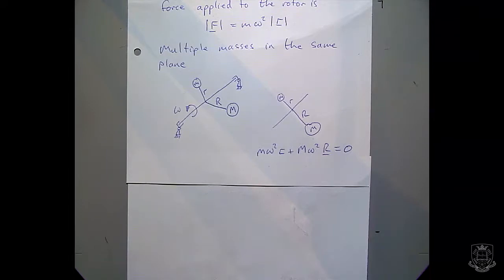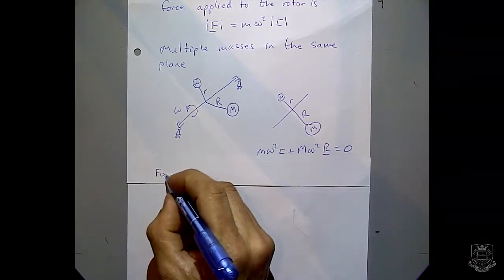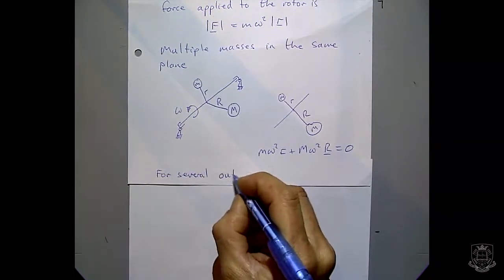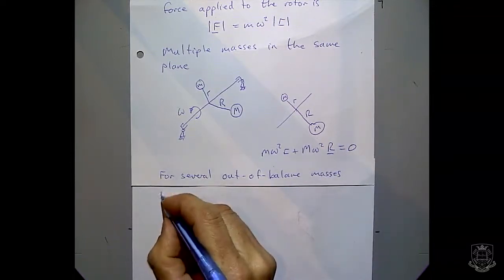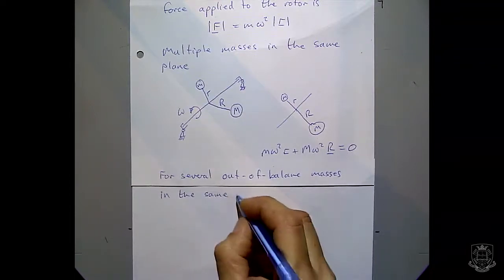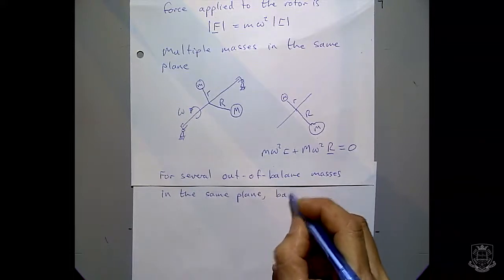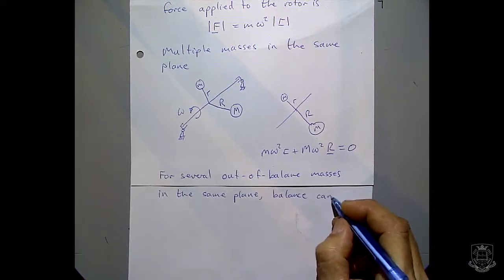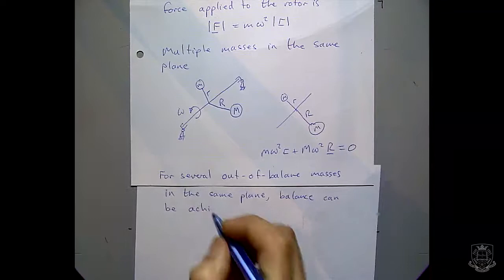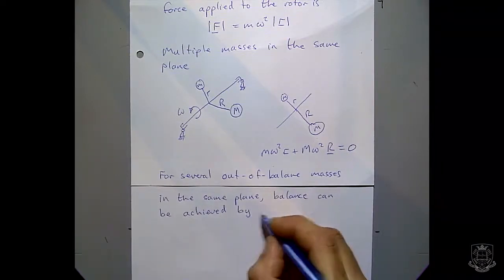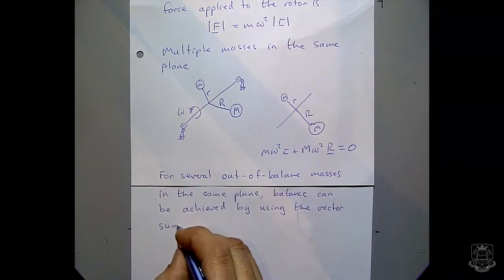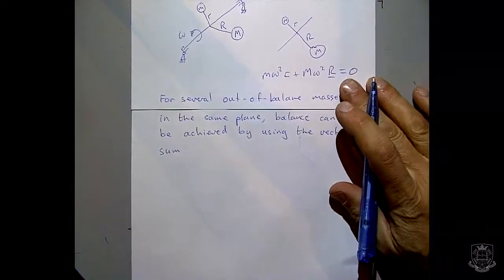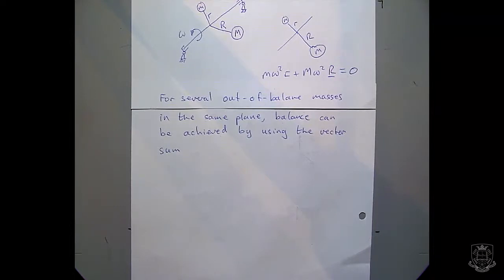So we can generalize this idea of adding things together. So for several out of balance masses in the same plane, balance can be achieved by using the vector sum. And the way we do that is we add up all the components and we call what is equal to the residual.